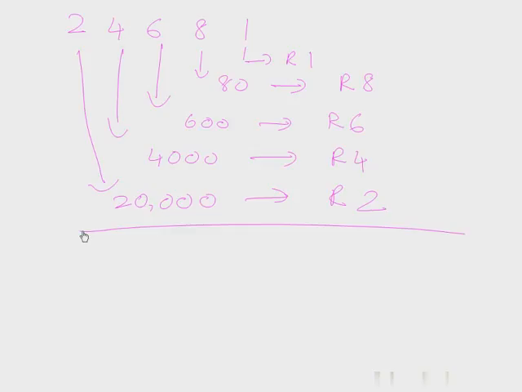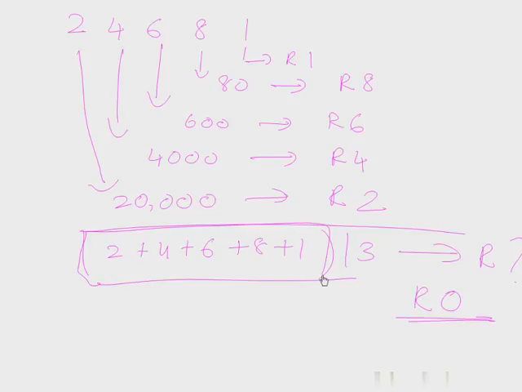Now I add up all the remainders. So what am I doing actually? I'm adding up all the digits. I'm just adding up 2 plus 4 plus 6 plus 8 plus 1. And then I'm dividing this by 3 and seeing the final remainder. So what's the final remainder in this case? Well, it happens to be 0, but whatever it is. So if the final remainder is 0, then the number is divisible by 3. If the final remainder is not 0, it's not divisible by 3. So all I had to do is add up all the digits and find out the remainder.